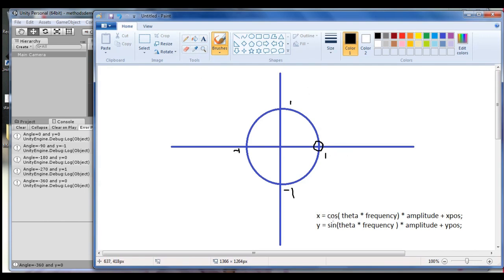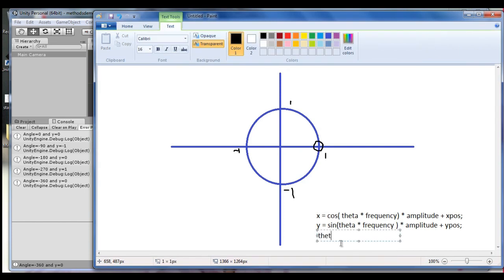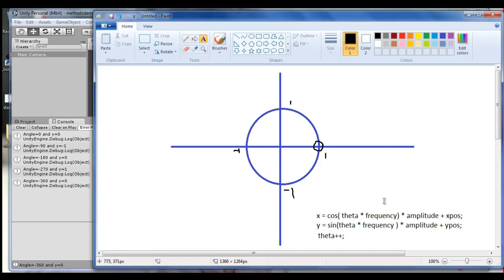If I just give x equal to cos theta, y equal to sin theta, and we just increase theta, we just say theta plus plus. We are increasing theta, and just consider that frequency is 1, amplitude is also 1, x position and y position are 0. That means we will have x equal to cos theta, y equal to sin theta, theta plus plus. What happens is your object will be rotating in a 1 unit circle. It will be rotating like this slowly, based on the frame rate.